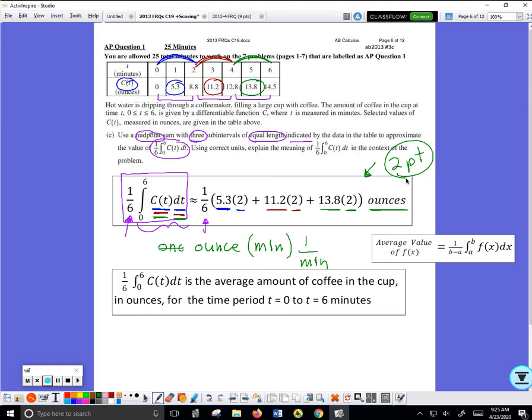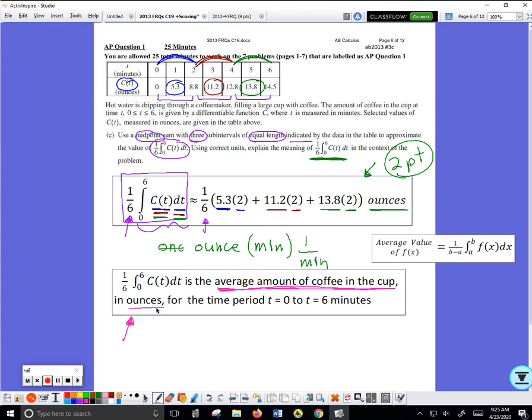Then it says, using correct units, explain the meaning of this in the context of the problem. So that's this box here. The wording here has to be nearly identical. This integral is the average amount. It has to be average amount of coffee in the cup. It's not average rate of change, it's average amount of coffee in the cup.